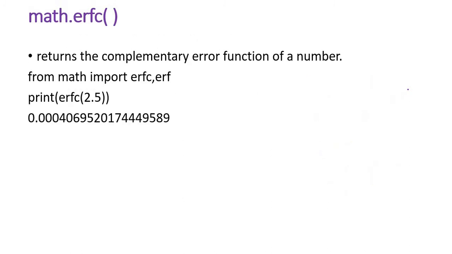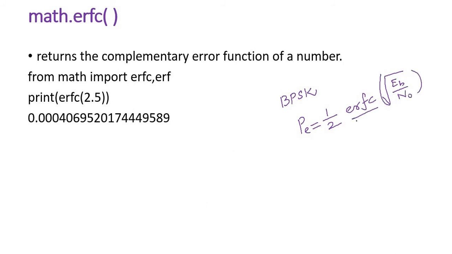Okay, then we know if it is BPSK modulation in digital communication, bit error rate, if you refer to Digital Communications by Simon again, bit error rate is 1 by 2 ERFC square root of Eb over N0. Okay, this ERFC is the complementary error function. Actually ERF and ERFC are related by this equation.